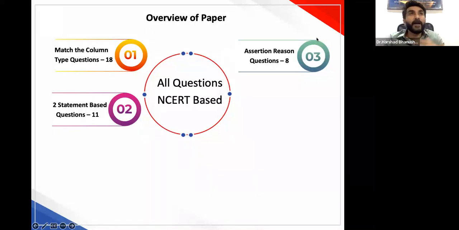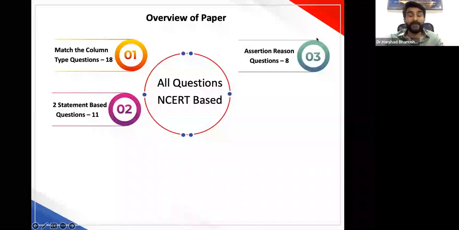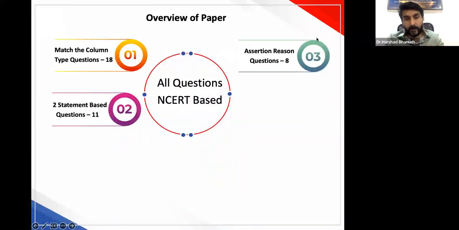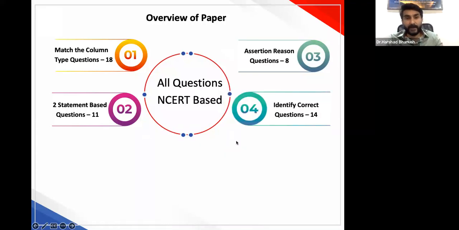And I'm pretty sure this is something which will become the norm. The number of assertion reason questions every year is going to increase, and this would become a standard process and a standard format of the NEET bio paper henceforth. Assertion reason type of questions, by the way, had come for the very first time in the NEET paper last year.